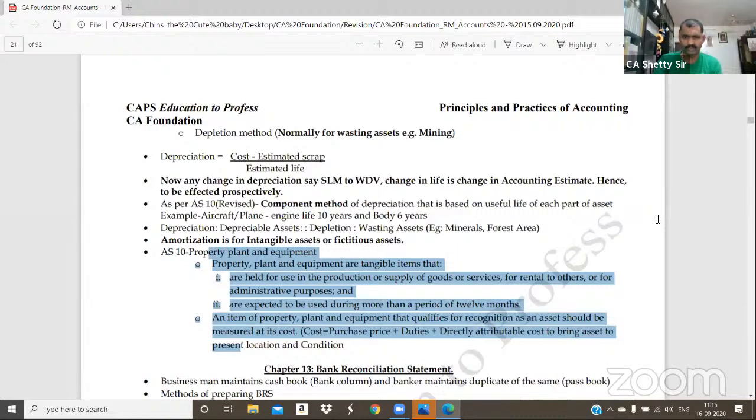Depreciation problems, anybody? Page number? Earlier, SLM to WDV was retrospective effect. The index got missed. Now it is not so. Which page? 82. Thank you, Raju. Earlier it was retrospective effect, now it is not.